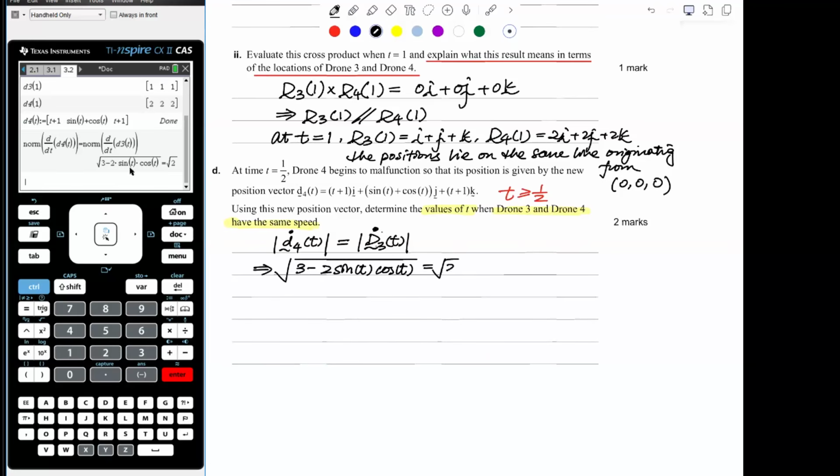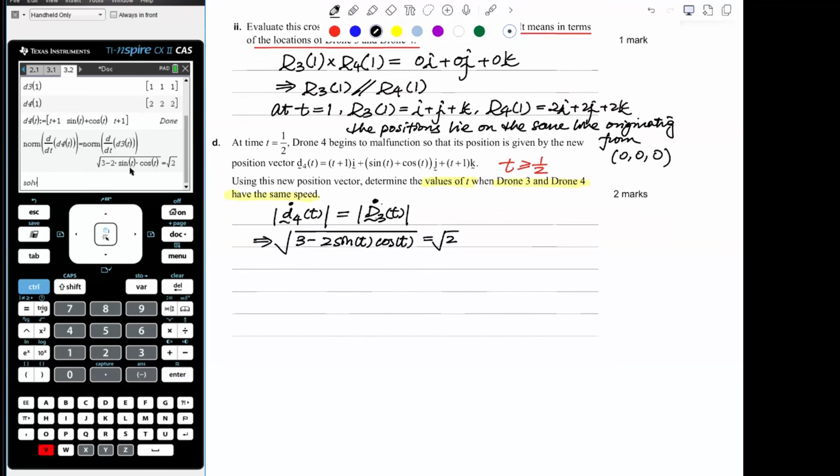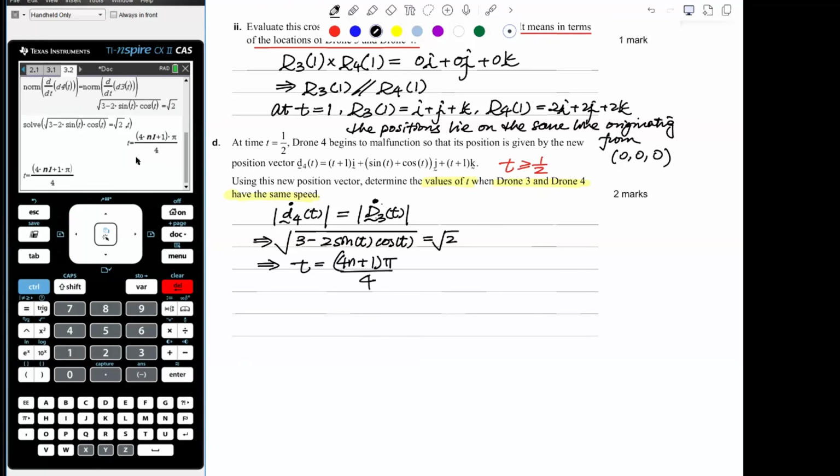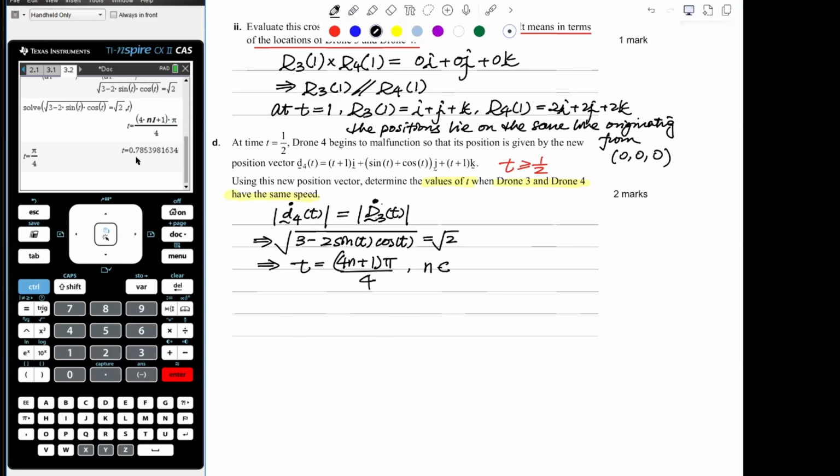2. And I can solve this equation for all possible t. So you get, let's say, t equals (4n plus 1) pi over 4. Notice that t is larger than or equal to half. If you try n equals 0, this is 0.78. This is the first time when the speeds are equal to each other. So n has to be 0 or a positive integer, so we take n equals 0, 1, 2, 3, 4, and so on.